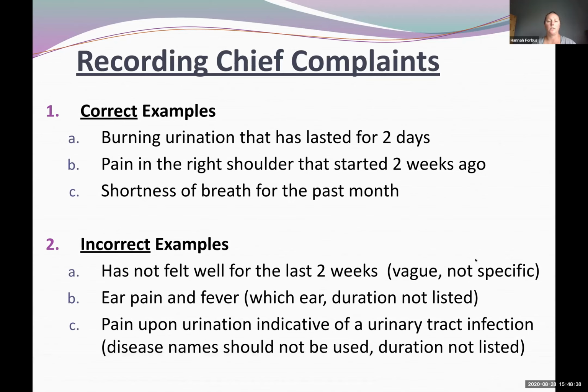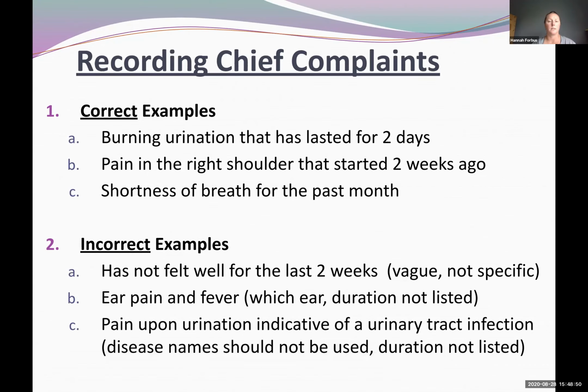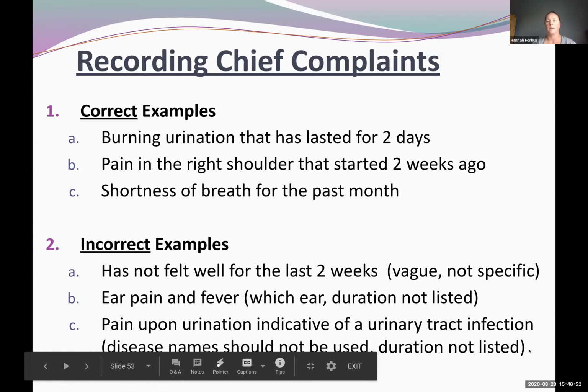Pain upon urination, indicative of a urinary tract infection. So again, we don't want to use the disease names. Okay, we don't want to pre-diagnose the patient. That is out of our scope of practice, right? And the duration is not listed.